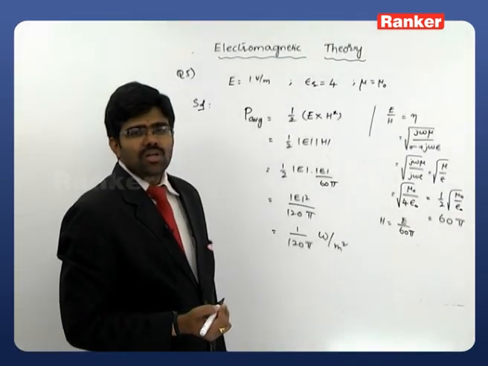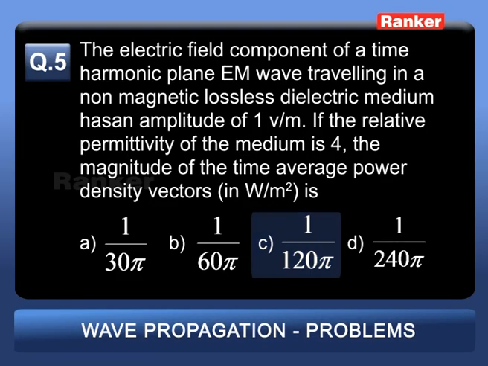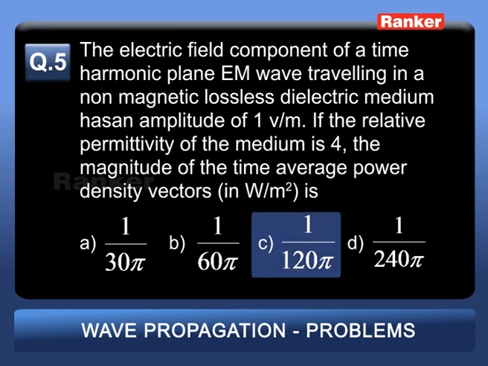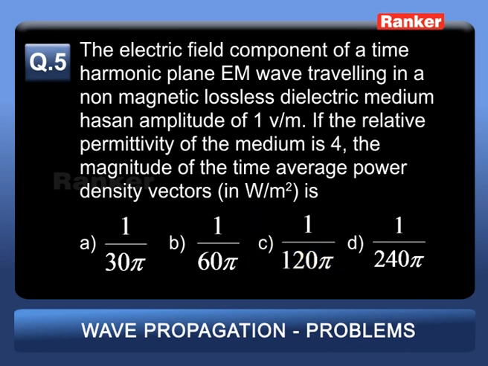So if you observe, option C is correct in our options. Option C has the same value, that is 1 by 120 pi watt per meter square. This is a simple solution to this problem.